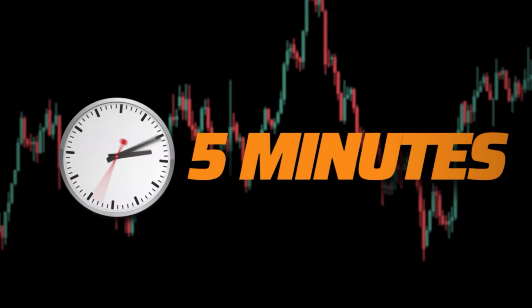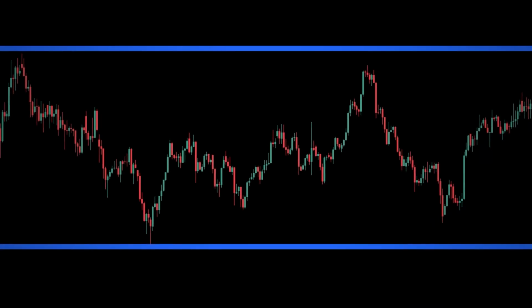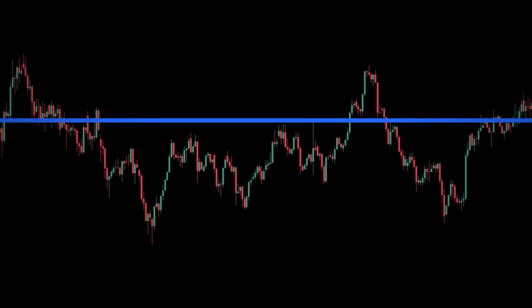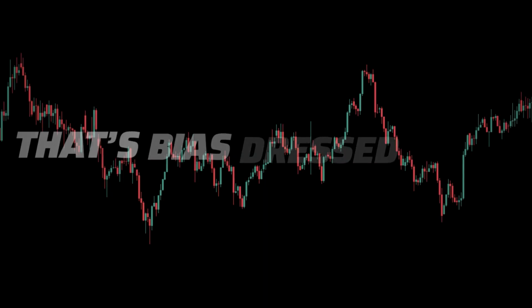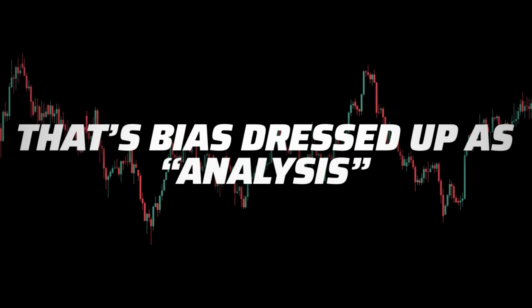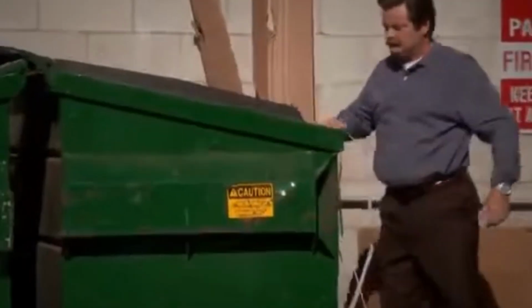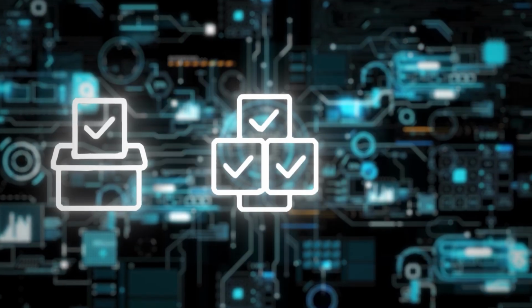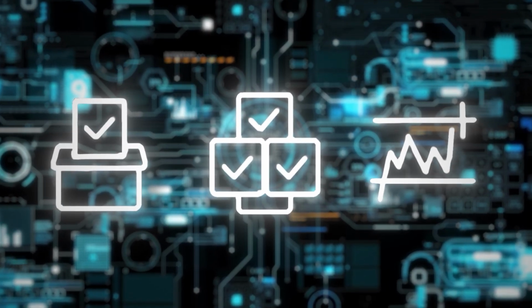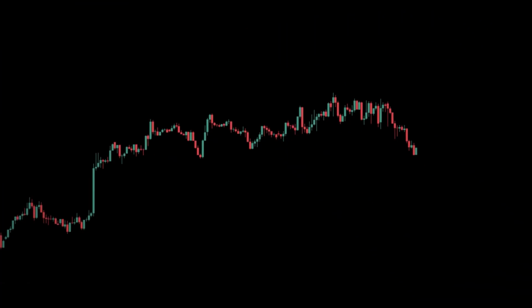Give me 5 minutes and I'll trade your 5 messy lines for 3 AI-found levels you can actually plan around. Most traders eyeball horizontals, feel clever for a day, then nudge the lines after price moves. That's bias dressed up as analysis. We're not doing that. We're going to let the data vote, group the votes, and draw lines the market already respected. Here's the whole move in one pass.